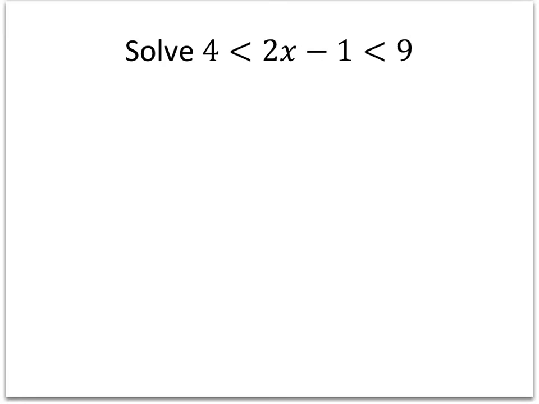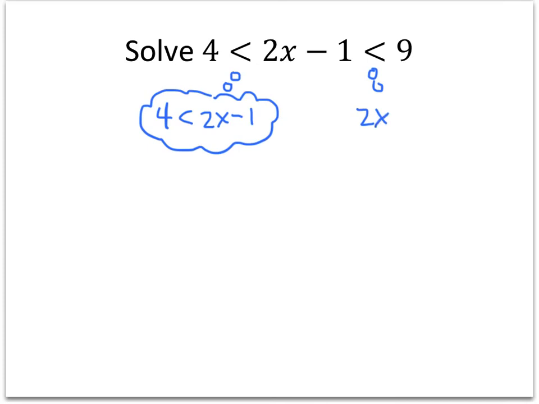Something else that we'll sometimes have to deal with are compound inequalities. So in this example, we've got 4 less than 2x minus 1 less than 9. And so how do we solve this? How do we get x by itself? Well, what we can think to ourselves is that we've really got two inequalities here. We have an inequality that looks like 4 is less than 2x minus 1. That's one of our inequalities. And we've got another inequality that looks like 2x minus 1 is less than 9.